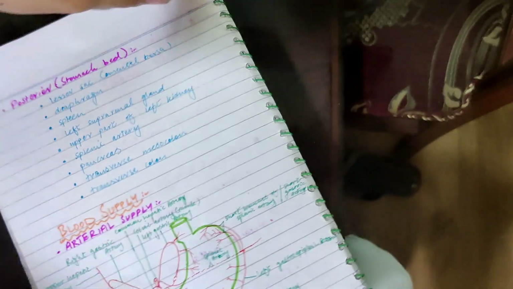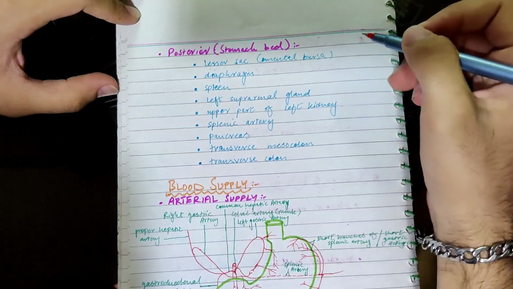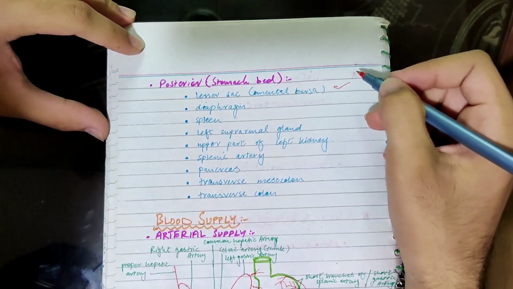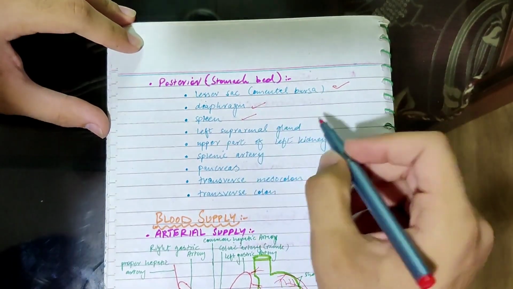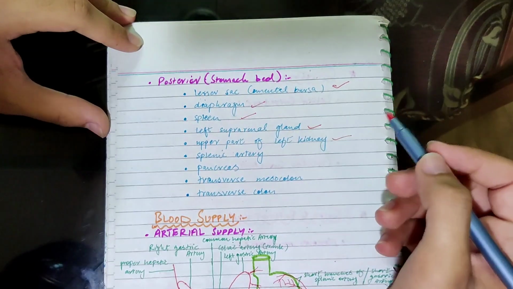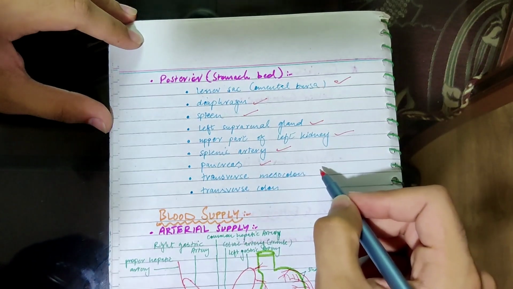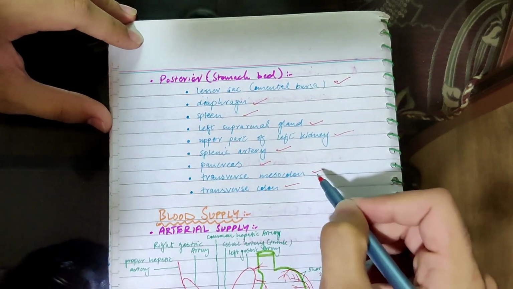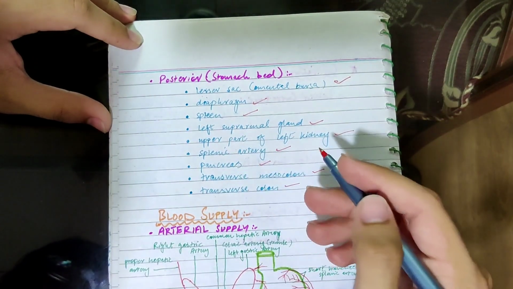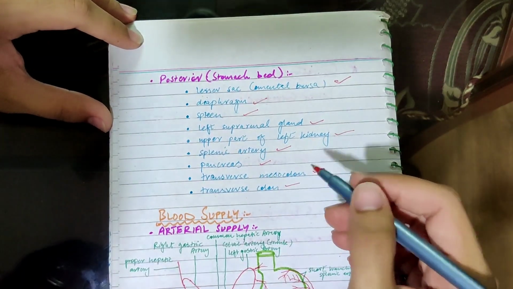Now comes the posterior relations of the stomach. The posterior surface, also called the stomach bed, has several relations which include the lesser sac, which is also called the omental bursa, the diaphragm, the spleen, the left suprarenal gland, and the upper part of the left kidney, obviously because the suprarenal gland is present on the upper pole of the kidney. Then the splenic artery, the pancreas, the transverse mesocolon, and the transverse colon. You know the stomach is present above the pancreas, so a great part of the pancreas is on the posterior surface of the stomach.